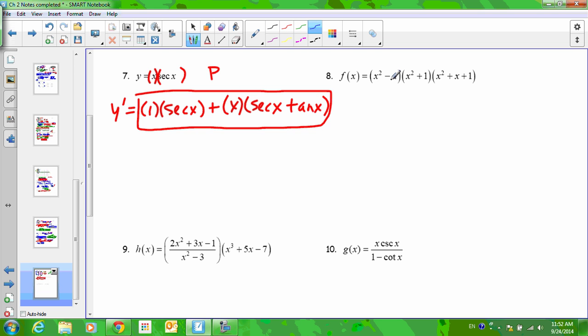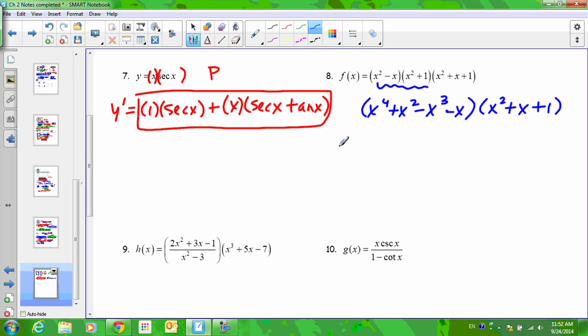Alright, number 8. Now we have 3 products. We could do a product rule within a product rule. We could just do a little bit of algebra and multiply that out. So x squared times x squared is x to the 4th. If you kept multiplying this out, you get x squared minus x cubed minus x. I'm not spending time on that because that's something you've been doing since Algebra 1.